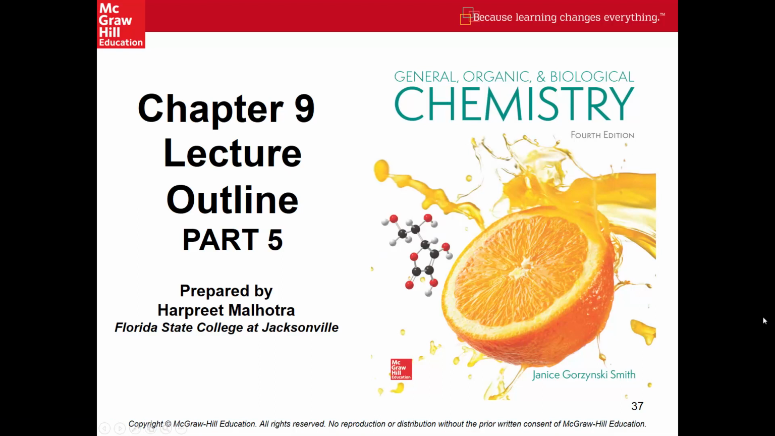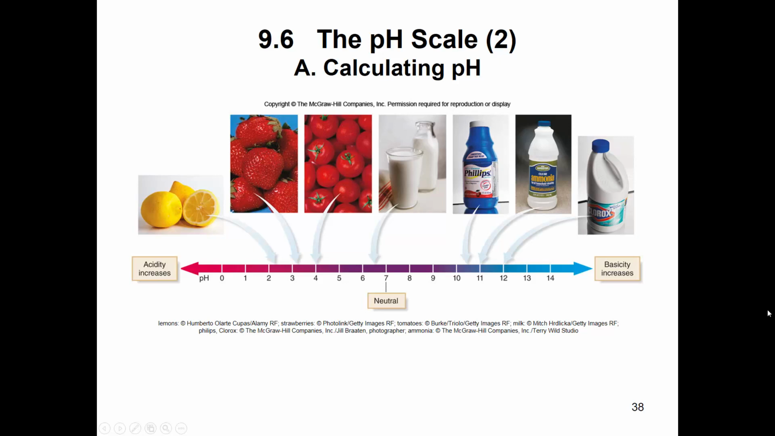So we looked at the relationship of Kw and pH. In this section, we're going to look at the specific pH scale and how we can calculate pHs or concentrations from pHs when they're not 1 times 10 to the minus whatever.